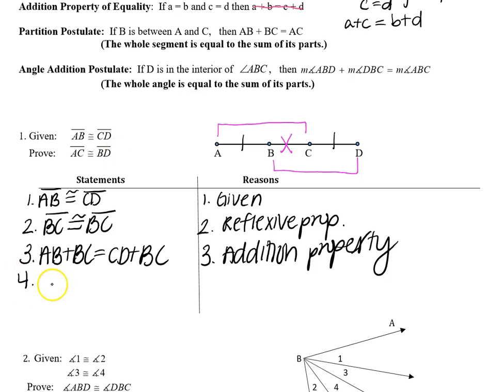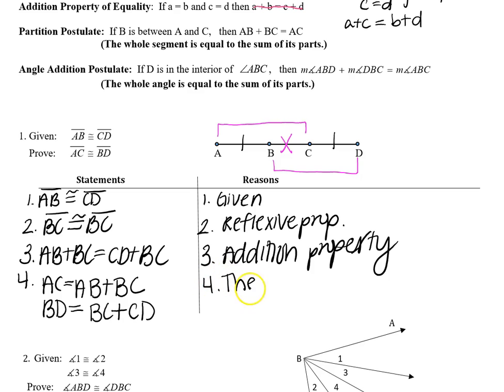So in my next step here, I'm going to say AC, which is this whole segment, is equal to AB plus BC. And I also know that BD is equal to BC plus CD. And that's just the whole is equal to the sum of its parts.